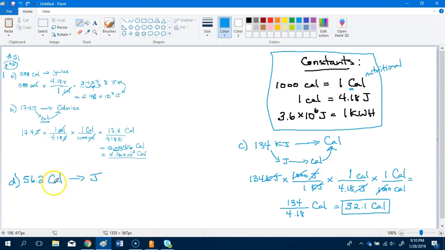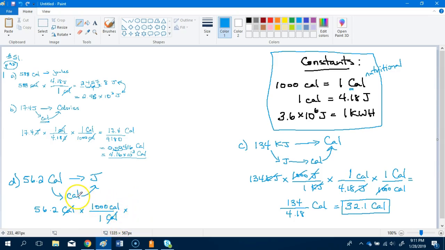Now, again, I can't go straight from calories to joules because I don't have a constant for that. So what I have to do is go from nutritional calories to regular calories, and then regular calories to joules. So what that looks like is 56.2 nutritional calories. And then I'm going to convert that to regular calories. So I'm going to put nutritional calories on the bottom and put my regular calories on the top, and that's my constant. 1 nutritional calorie is equal to 1,000 calories.